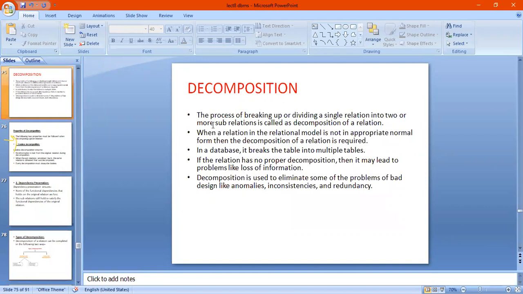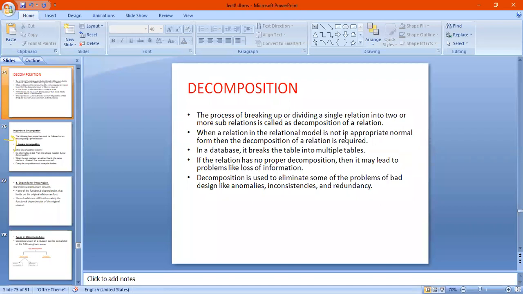Decomposition. The process of breaking up or dividing a single relation into two or more sub-relations is called decomposition of the relation.